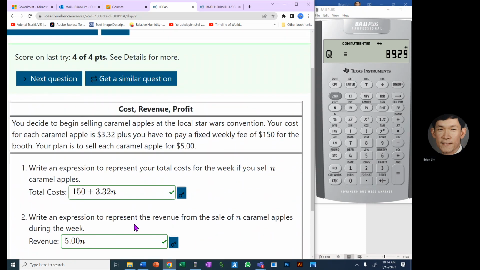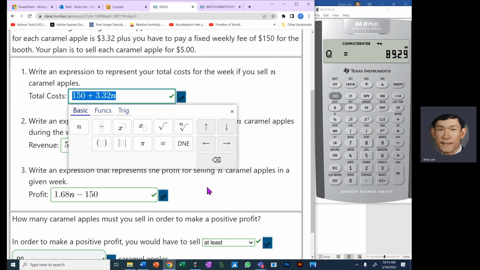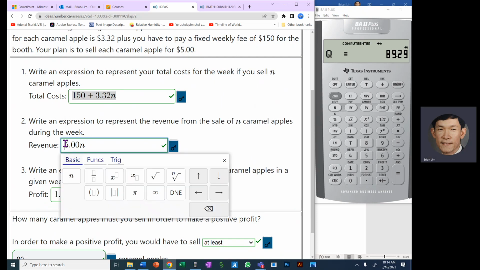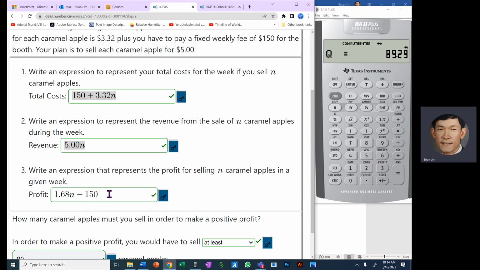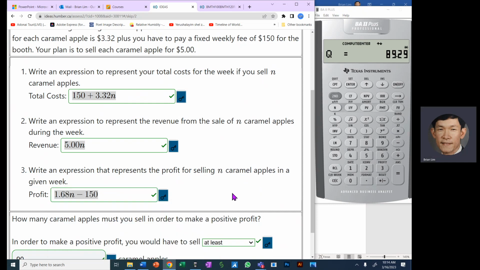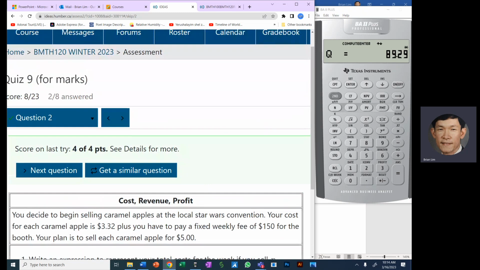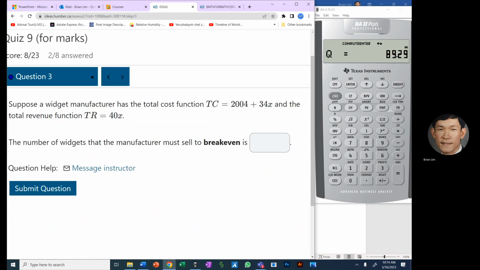And there we are. We're going through the total cost expression, fixed cost plus the total variable cost. And next item was the revenue, then the selling price times the number of caramel apples. And then finally, we got the expression for the profit or the net income. And then we computed the break even at the bottom there. All right, so that is how it's done. And we have completed the question. So let's go to the next question.